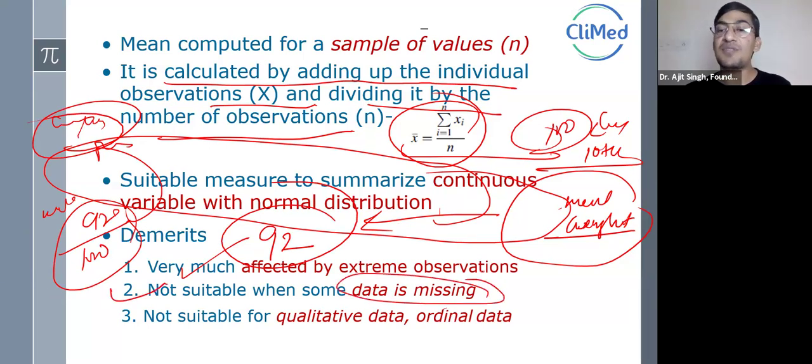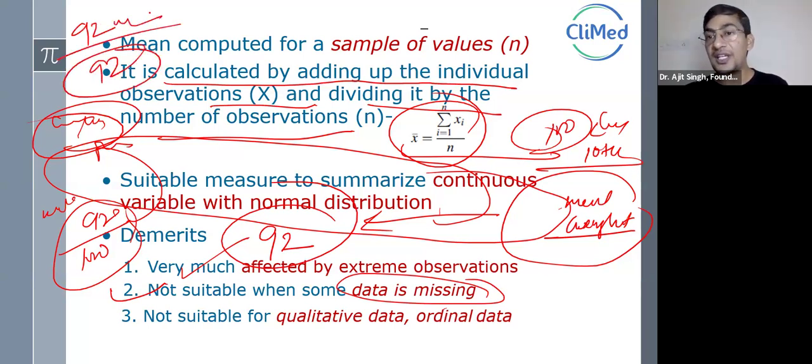If your data is missing, then you should not go for the mean, because you don't know that missing value, whatever it is. If I am checking the mean of 92, then I must add all the 92 values and divide by 92 only, not 100. But when you are doing research, you have to check the total number and divide by the total number only. So whenever data is missing, you cannot use the mean.